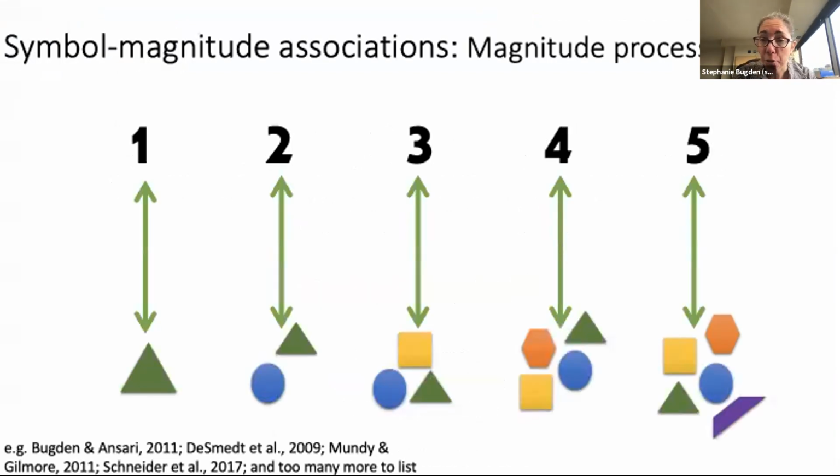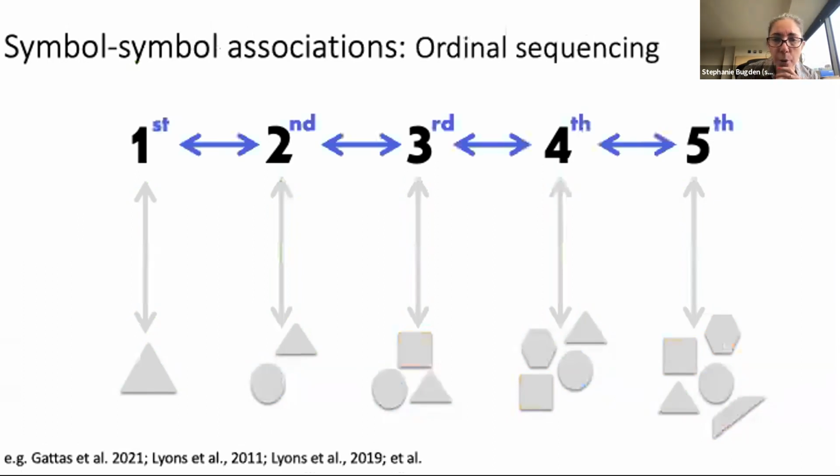The field has largely focused on understanding children's development of symbolic magnitude associations, where symbols refer to quantities or specific magnitudes. But as we all know, numbers also represent ordinal positions in a rank or a sequence. And there's a growing body of work exploring the development of ordinal sequencing skills, the relationship between ordinal sequencing and magnitude processing, and their unique roles in developing more complex math skills.